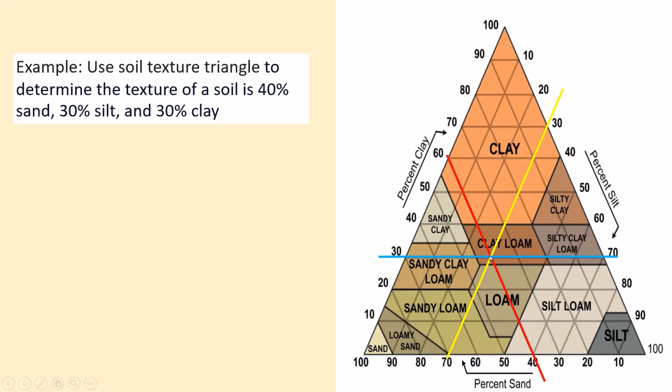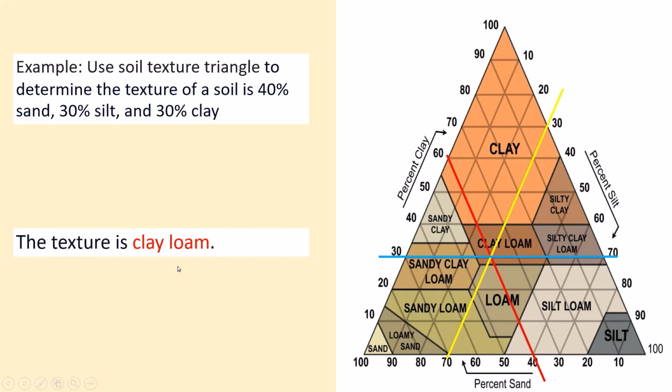Now, the location of the intersection of the three lines represents the soil texture. Now, the soil texture is within clay loam. Clay loam. If the intersection is from here, it changes to clay. Now we have clay loam.